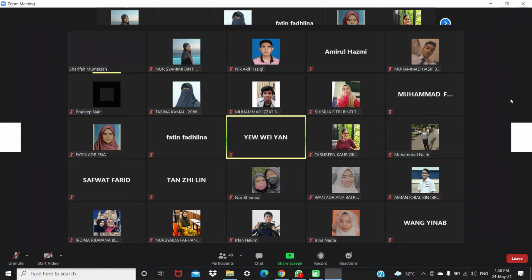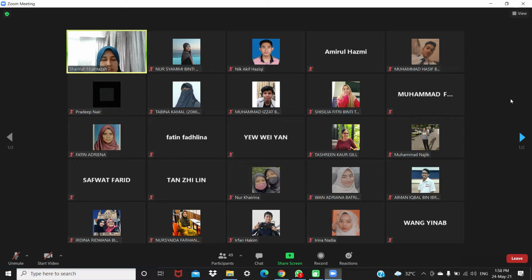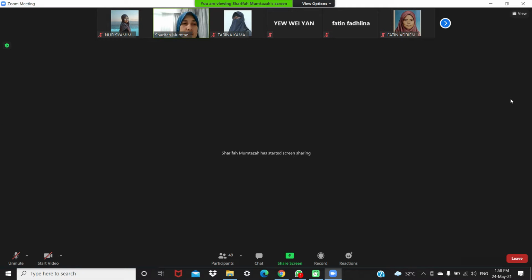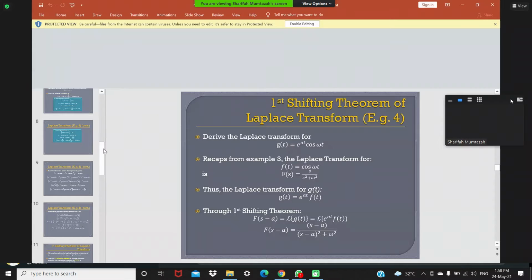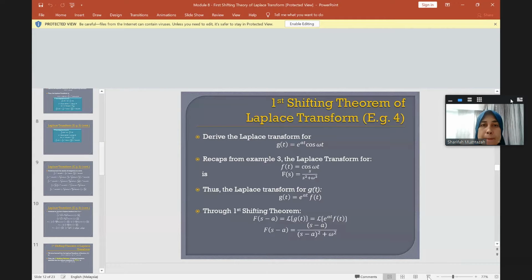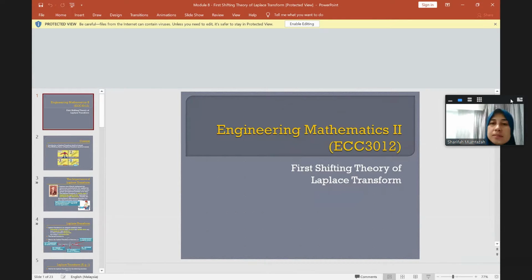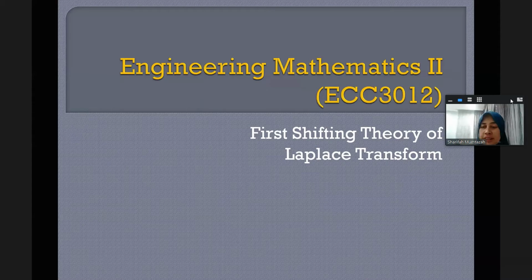All right, okay. Now, so you got it. That is basically what the Laplace transform is all about. Let me just share it. Okay. Can you see my slides? Do you guys see my slide? Yeah. All right. Okay, so this is it.